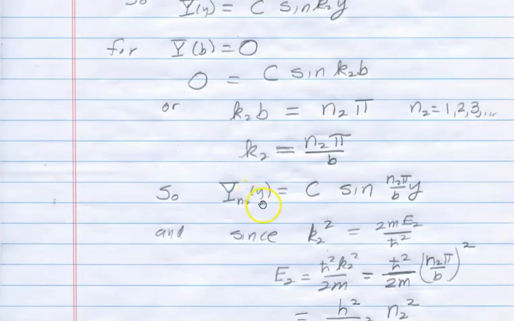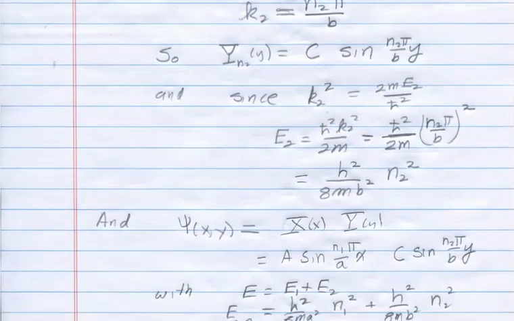So our y functions are some arbitrary constant still times sine of n2 pi y over b. And then, of course, k2 was defined to be this. We'll really just let it be that for simplicity. And again, we can solve this one for E2, and then substitute in our k2 of n2 pi over b, and simplify, and we get this term.